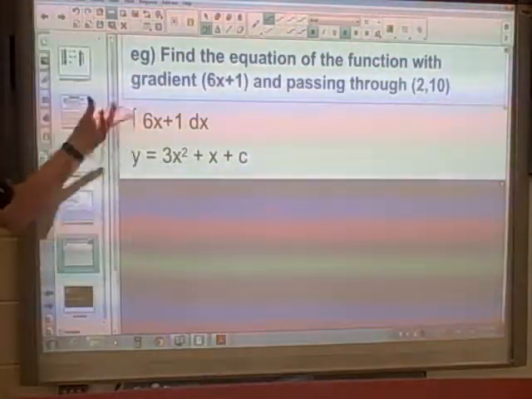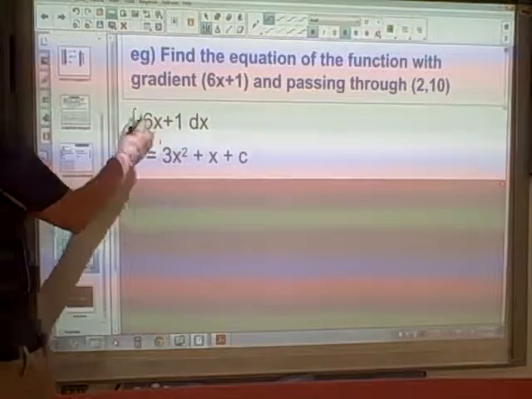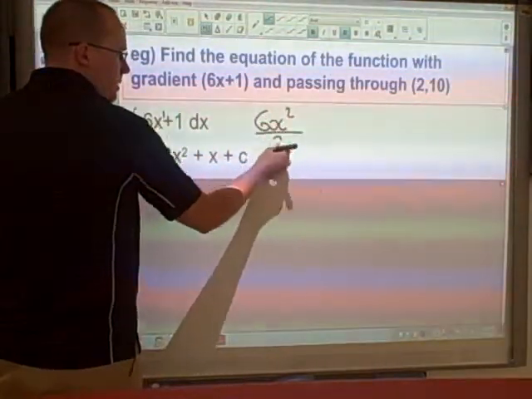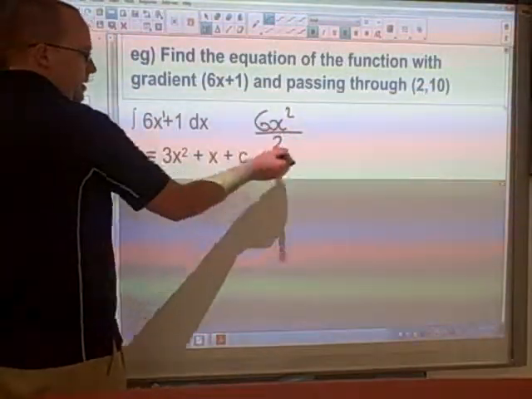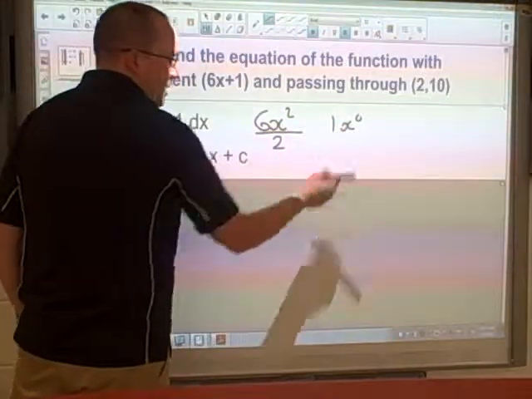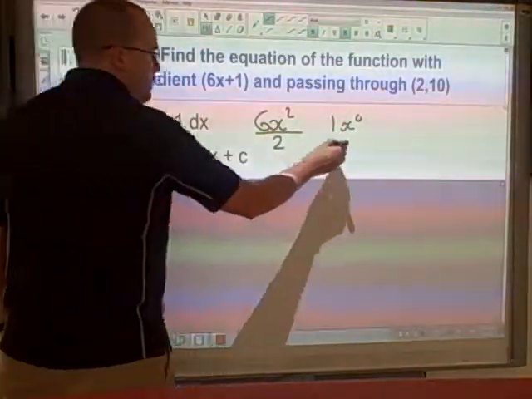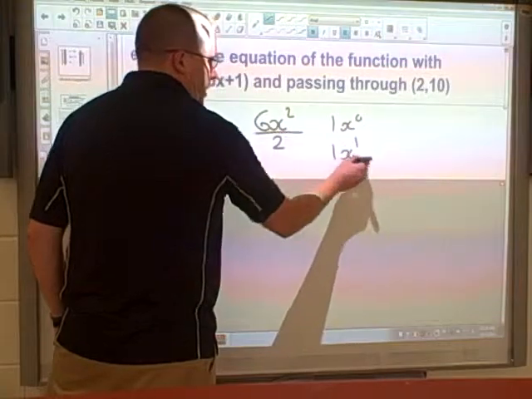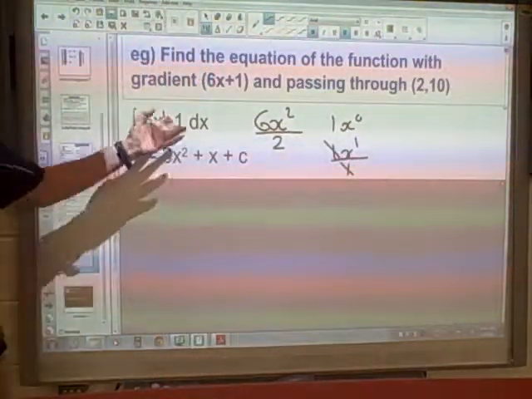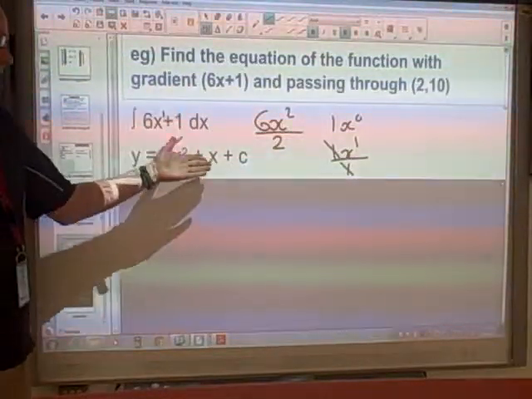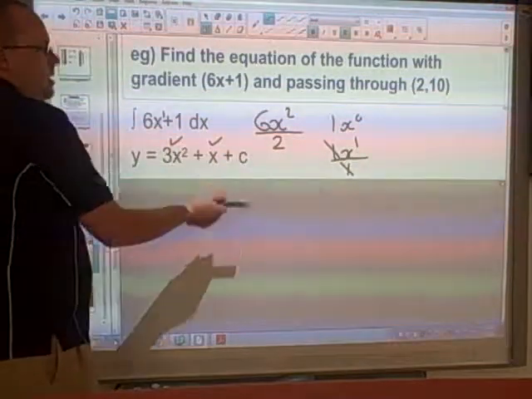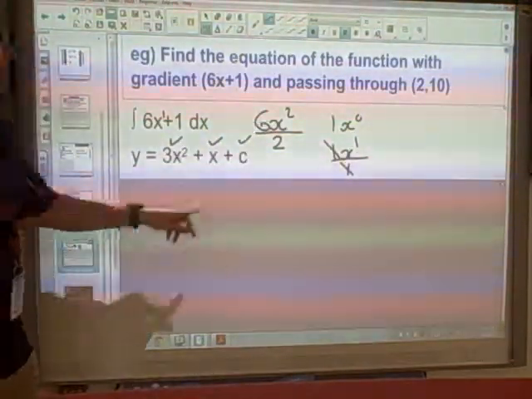Work out what all these are. Now if you could do these in your head, that's great. If you can't, then just do the rule we just did. This is the power of 1. So increase the power by 1, divide by the new exponent, and 6 divided by 2 is 3. 1 is technically 1x to the 0, but we don't normally think of it like that. So if we increase the power by 1, divide by the new exponent, then x to the 1 is just x. Probably easier to remember that the integral of a number is just that number of x's. So if it was 3, this would have been 3x. And then always don't forget to put the plus c on the end.